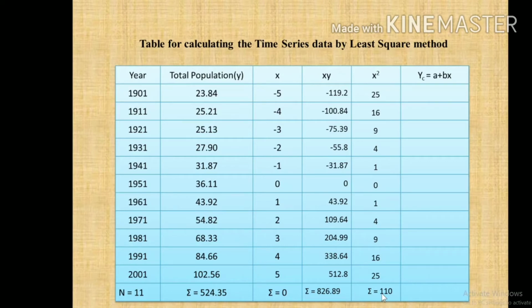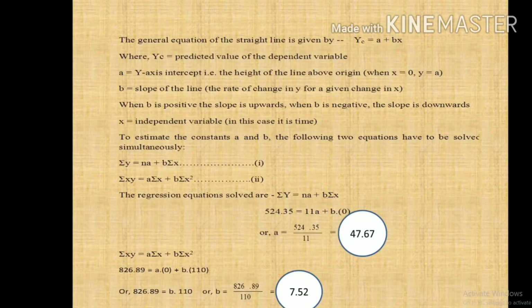The fifth column, the sixth column, is yc equals a plus bx. You have to find out the value of a and the value of b. So the general equation of the straight line is given by yc equals a plus bx, where yc represents the predicted value of the dependent variable, a equals the y-axis intercept, that is the height of the line above the origin, and b equals the slope of the line.